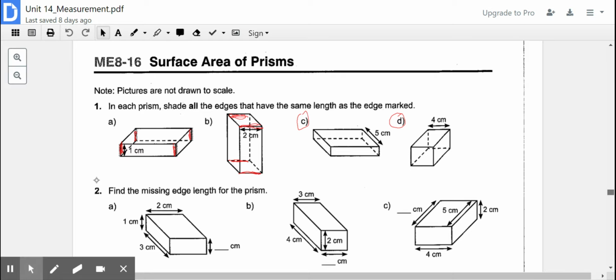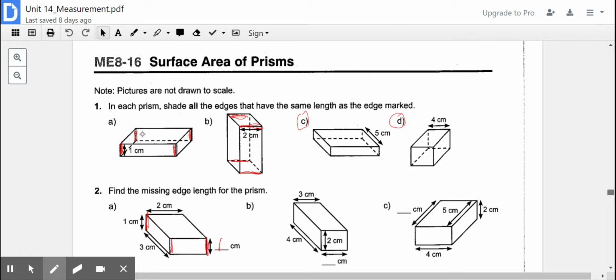Number 2 says find the missing edge for the length of the prism. We're going to do the exact same thing as we were doing before. They've added in some extra information to try to confuse us, but again, we're just looking for the same edge. Now, this one here is 1 centimeter. I'm also looking at this one here and this one here. These are all going to be the same length, so those are all 1 centimeter.